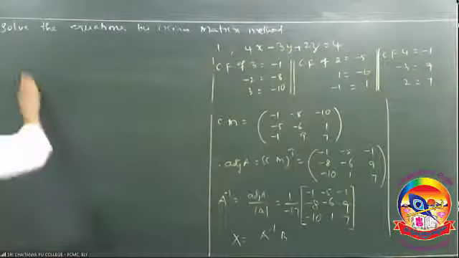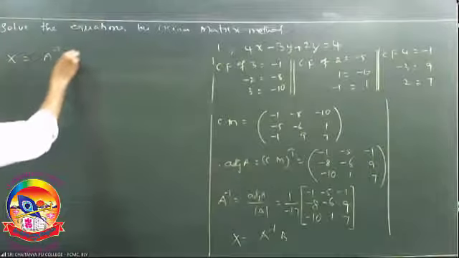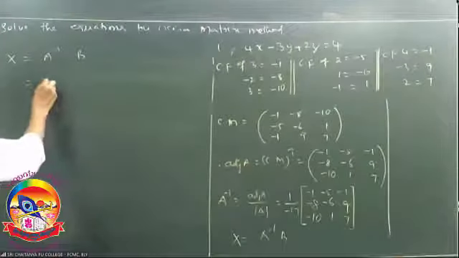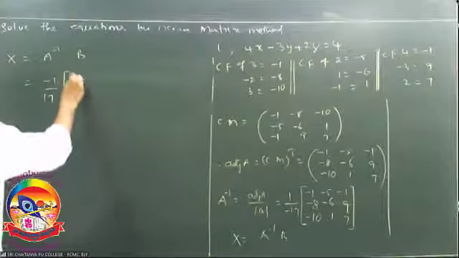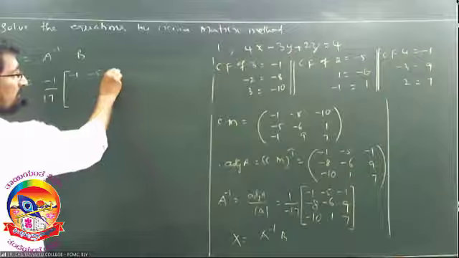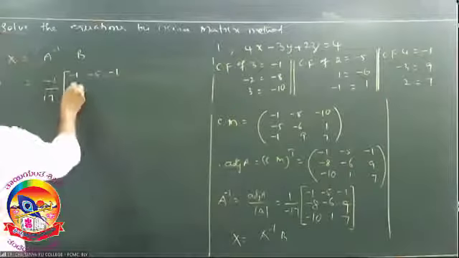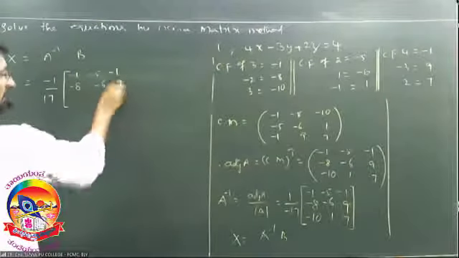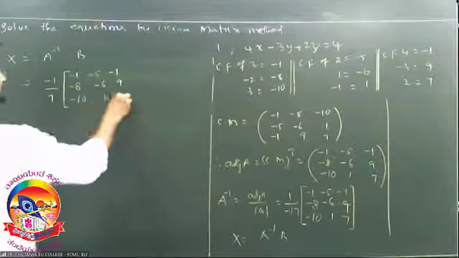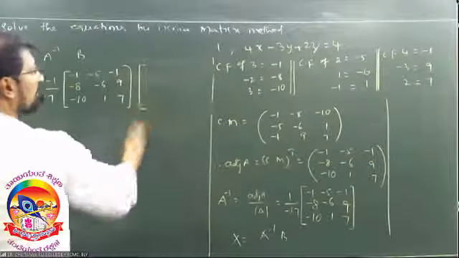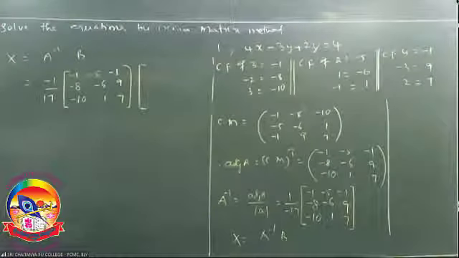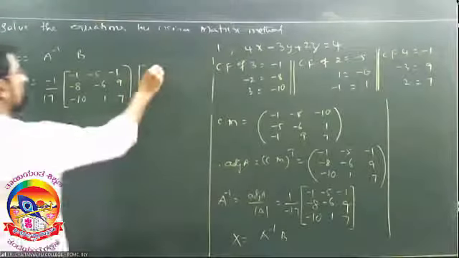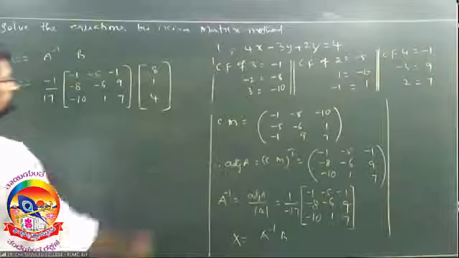Observe, X is equal to A inverse into B. What is A inverse you got? Minus 1 by 17 into minus 1, minus 5, minus 1, now minus 8, minus 6, 9, minus 10, 1, 7 into, what about B? What is the constant matrix? I think the constant matrix is 8, 1, 4. You multiply with this one, you are going to get the answer.